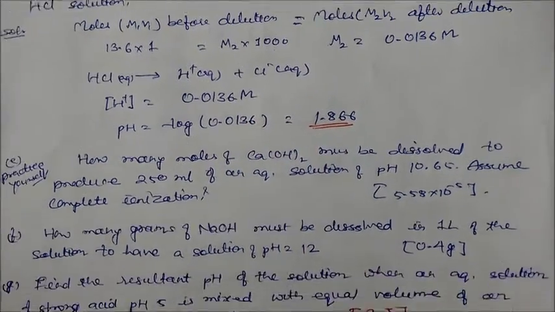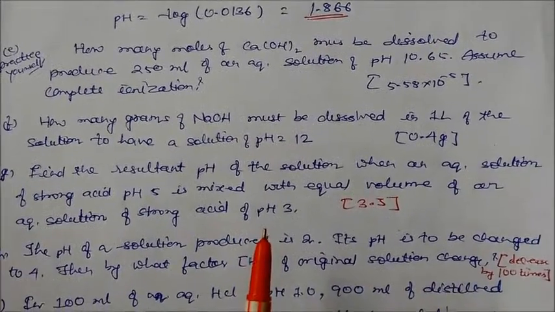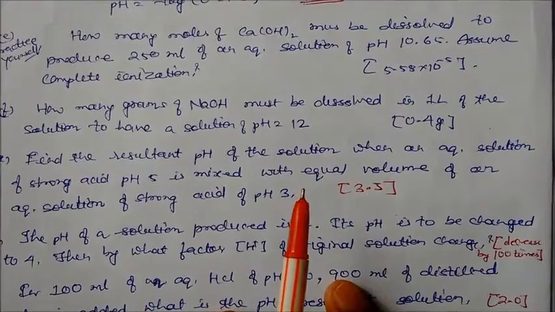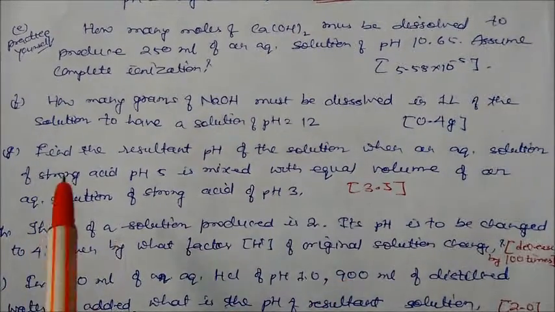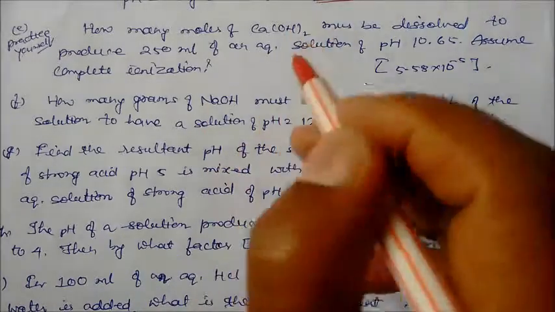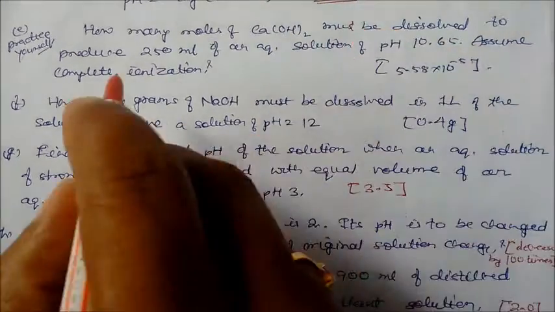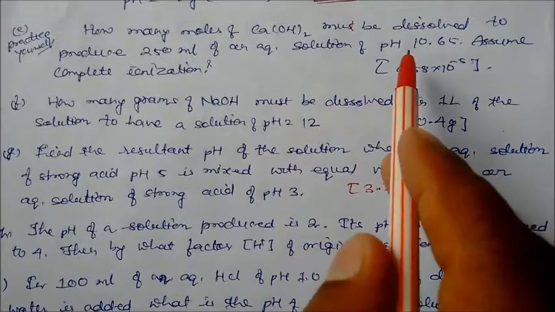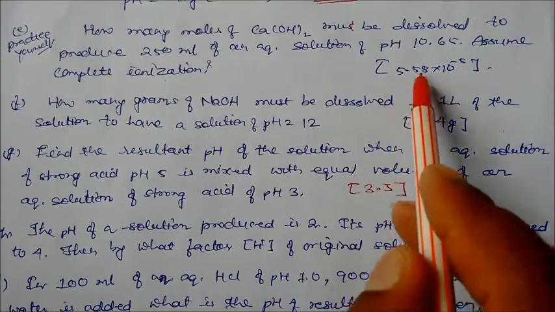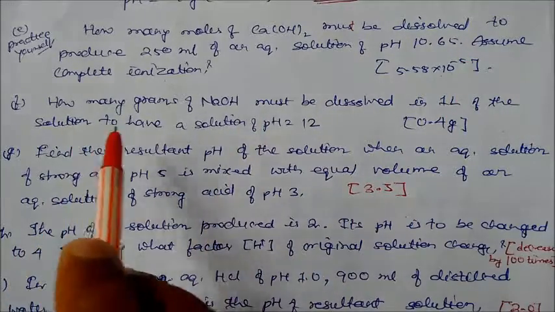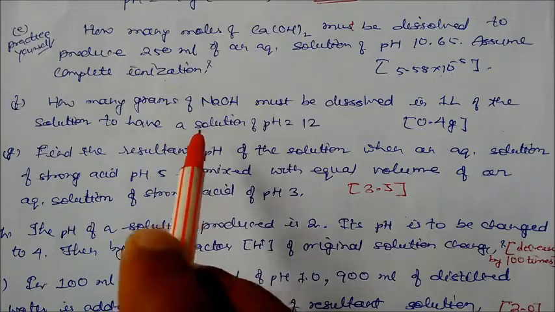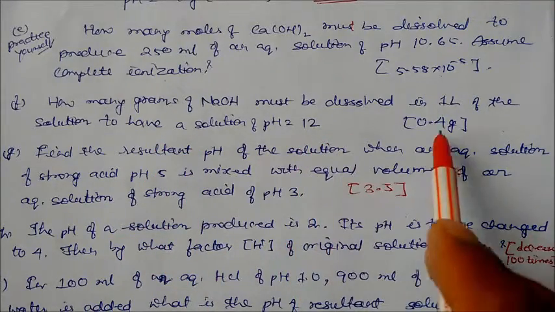Here I have brought some questions. Just practice these questions and solve them. All these are easy questions. I am just reading them so that it will be helpful to understand. How many moles of calcium hydroxide must be dissolved to produce 250 ml of an aqueous solution of pH 10.65? Assume complete ionization. The answer is 5.58 into 10 to the power minus 5. How many grams of sodium hydroxide must be dissolved in 1 liter of solution to have a pH of 12? And this is the answer.